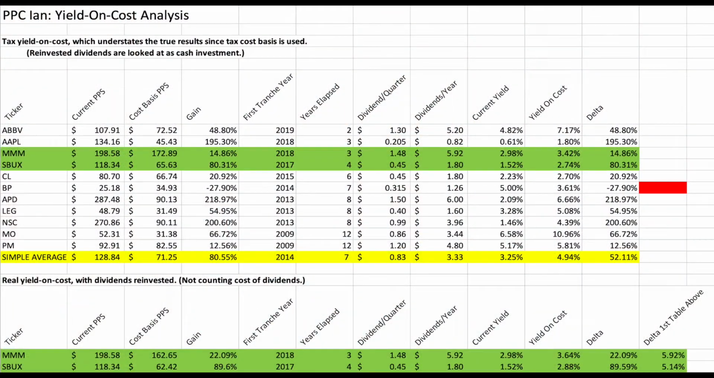But as you can see on the screen right now, the first table, this is the way the broker historically looks at it. And so this is looking at it as tax yield on cost. And so I would say this understates the true results since tax cost basis is used. And so again, when dividends are reinvested in this first table, it's looked at as a cash infusion, a cash investment. But again, we all know that dividends, it's free money.